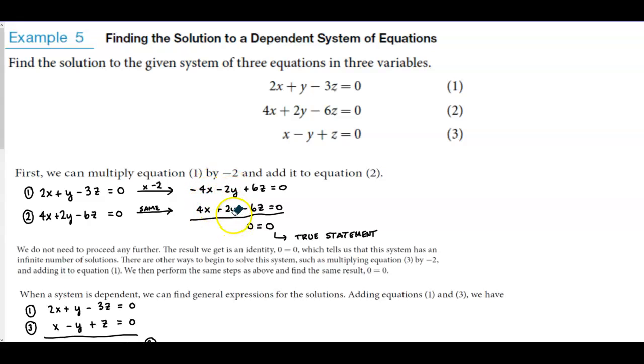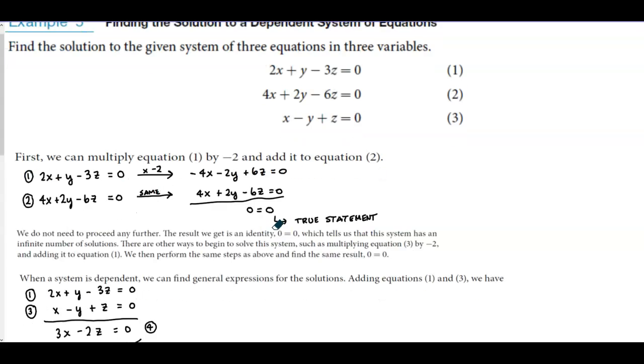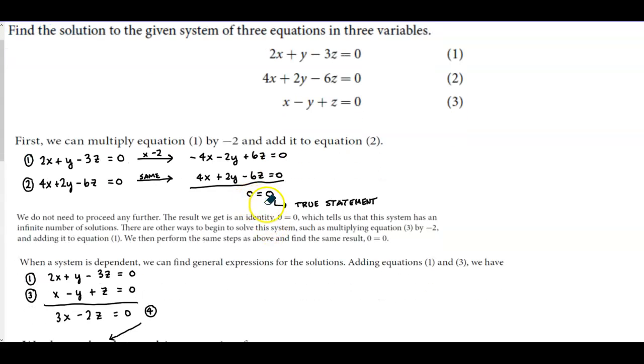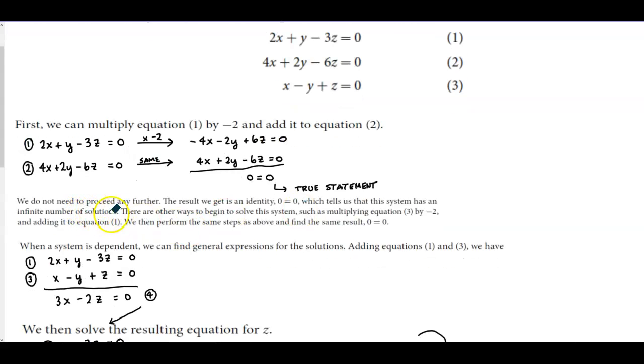Now when we add all 3 of those variables together, all 3 of them are going to give us 0 on the left side. On the right side, we're going to get 0 as well. So if 0 is equal to 0, that is a true statement. So we do not need to proceed any further. The result we get is an identity, 0 is equal to 0, which tells us that this system has an infinite number of solutions.